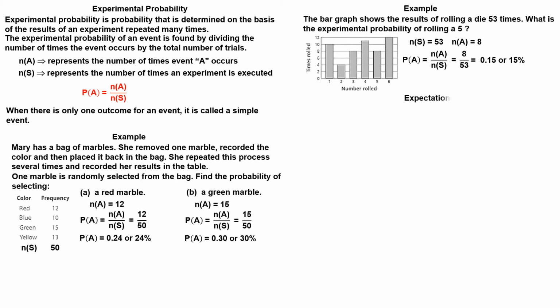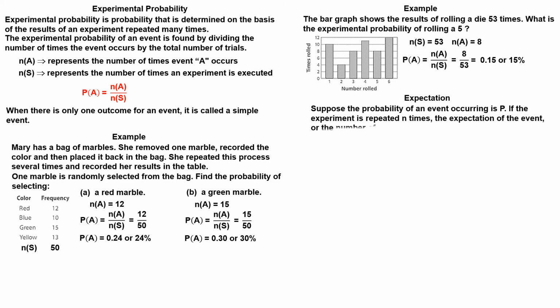Expectation. Suppose the probability of an event occurring is P. If the experiment is repeated n times, the expectation of the event, or the number of times we expect it to occur, is n times P. We use the expectation to predict the number of times the event will occur in a number of experiments. Let's see how it works.